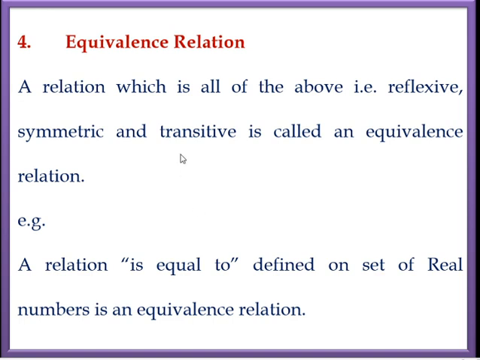Now a relation which is all of the above, that is a relation which is reflexive, symmetric and transitive, is called an equivalence relation. A relation equal to, defined on the set of real numbers, is always an equivalence relation. That is, it is reflexive, symmetric and transitive.